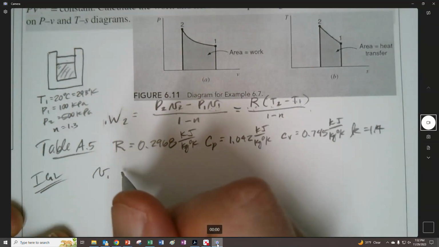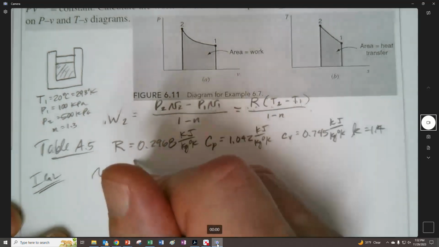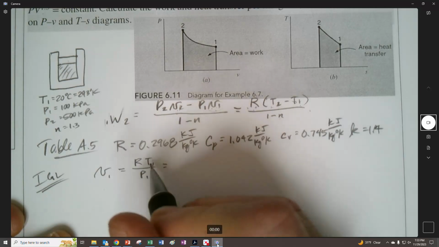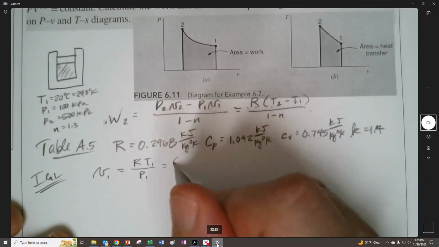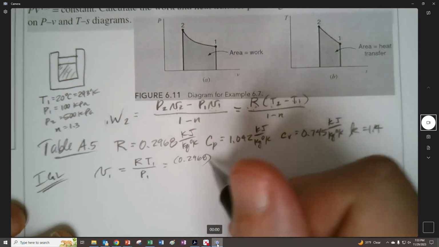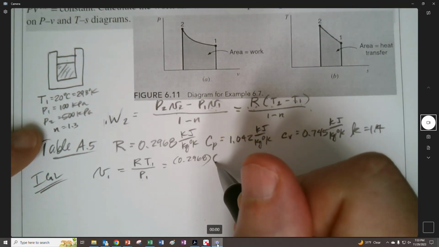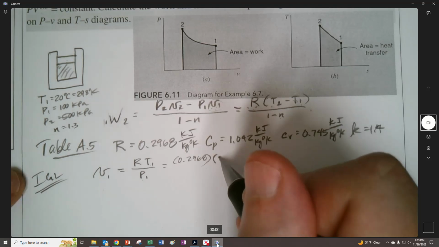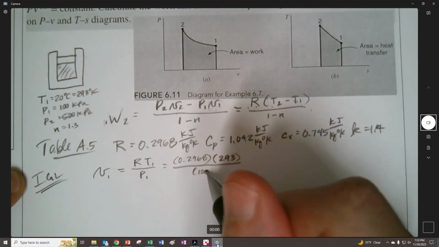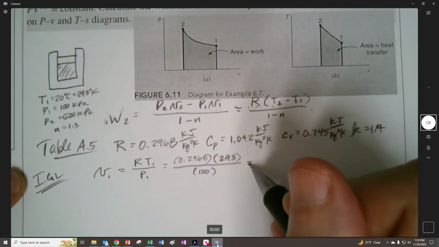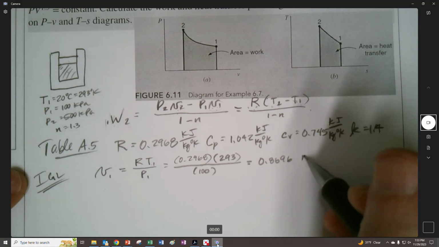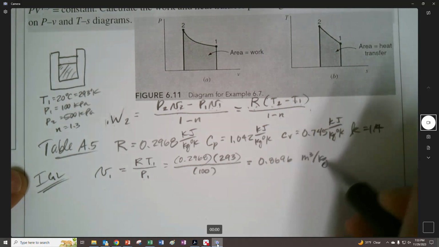So Pv is equal to RT over P. And we were given these two things, and we know that. So R is 0.2968, and T, make sure we put it into absolute, 293, and divide by 100. And we will find that we have 0.8696 cubic meters per kilogram.